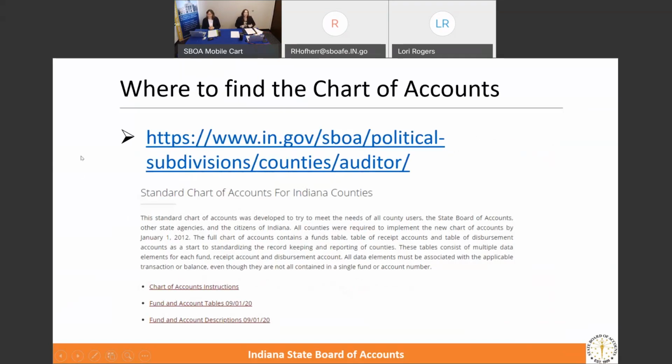So here is the website. Hopefully you're familiar with the Auditors page. This is going to take you to the Auditors page. I just did a screenshot, so if you scroll down, you'll see chart of accounts, so you could see what it looks like. You will see that we do keep dates on the fund account tables and the fund account descriptions. We're pretty good about maintaining those. Every once in a while one slips through. We did notice chart of account instructions is going to need to be adjusted a little bit, so it's still relevant, but there's just some tweaks that need to be done to it.